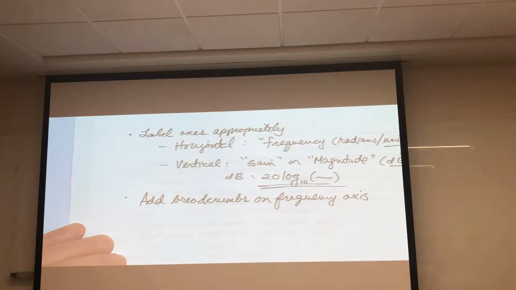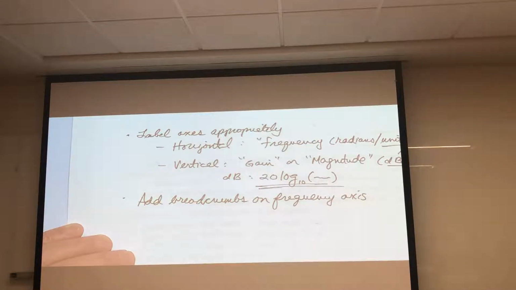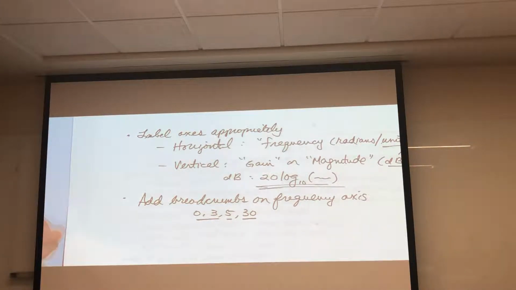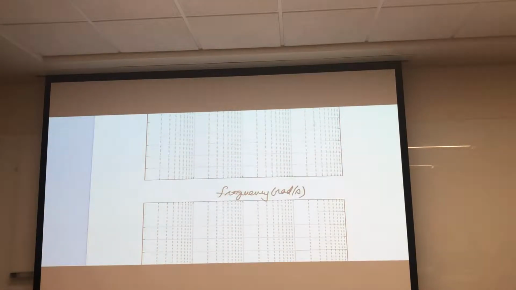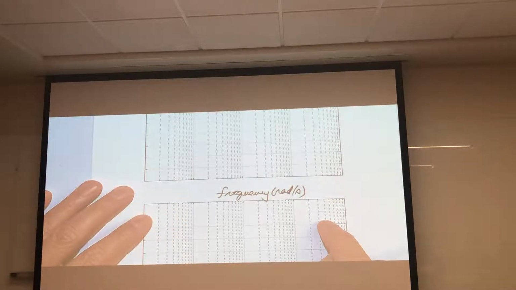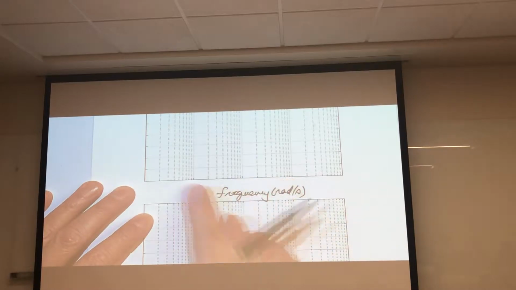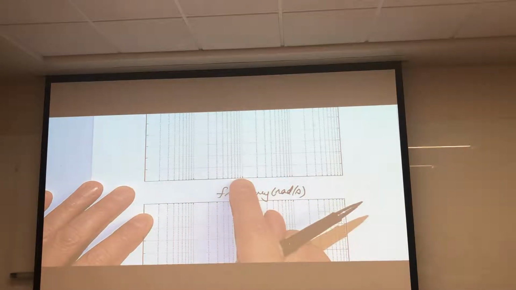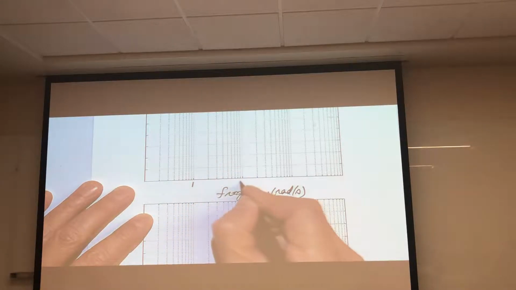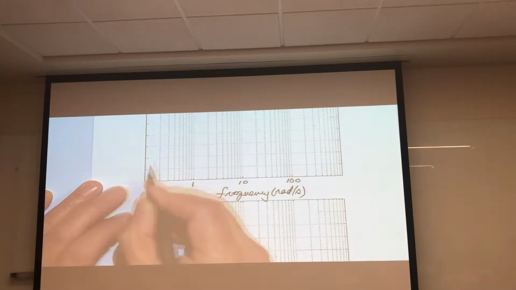Okay. And so the breadcrumbs I need to add are 0.3, 5, and 30. Those are the numbers I need to do. So 0.3, 5, and 30 need to fit on here. And so I think I'm going to maybe put, let's see, 1 here, 10 here, 100, 0.1.